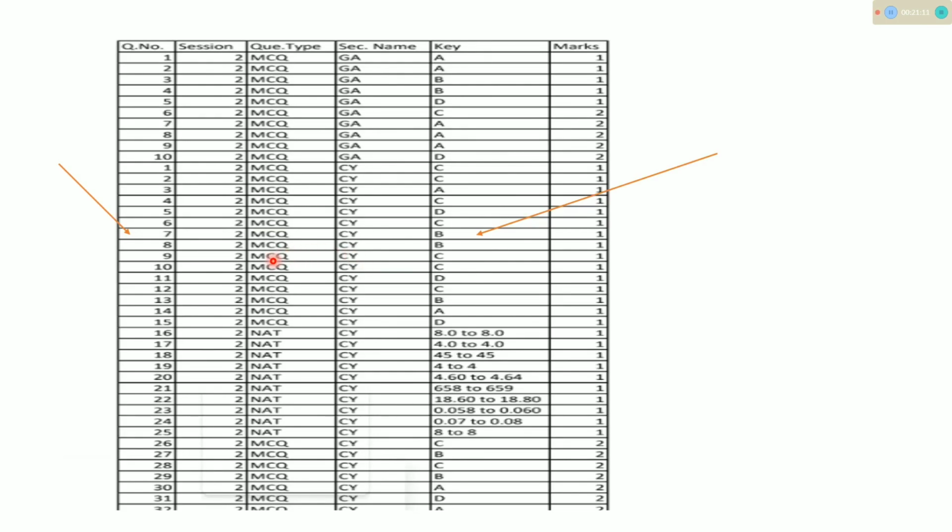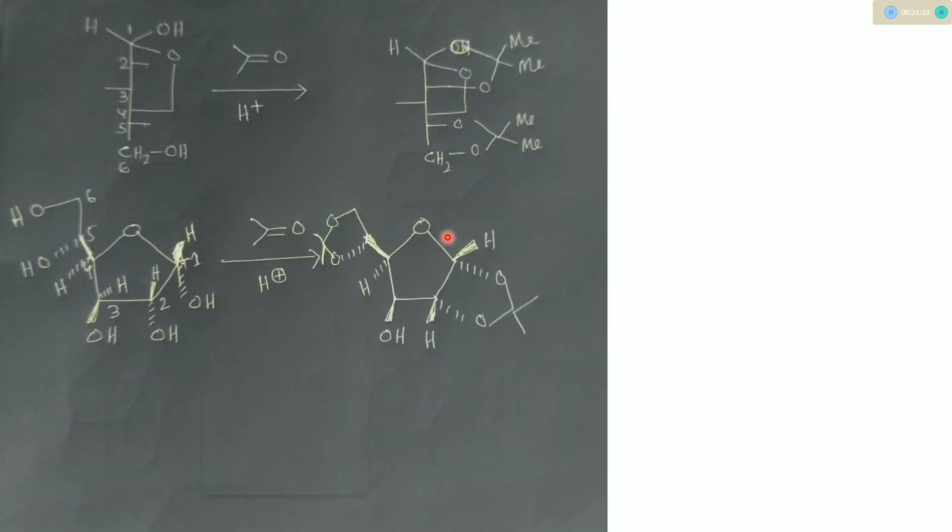See also the answer key, question number 7, and the correct option is B. So I hope you all understood the concept. According to me, it was the most conceptual question ever asked in any competitive exam.